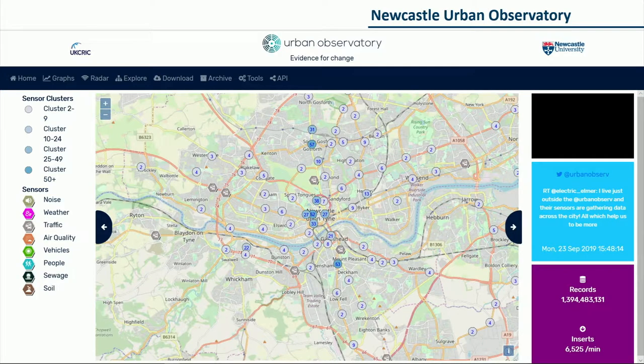So the data set that we're working with is data from Newcastle itself. We have the world's largest open data source about a city, collected from over 600 sensors across Newcastle, and it's been collecting data for about the last 4 years. There's nearly 1.4 billion data readings about the city now, and it collects at a rate between 6.5 and 7,000 readings per minute. These cover all sorts of things about the city: noise, weather, traffic, air quality, beehive weight, water flow, all sorts of things.